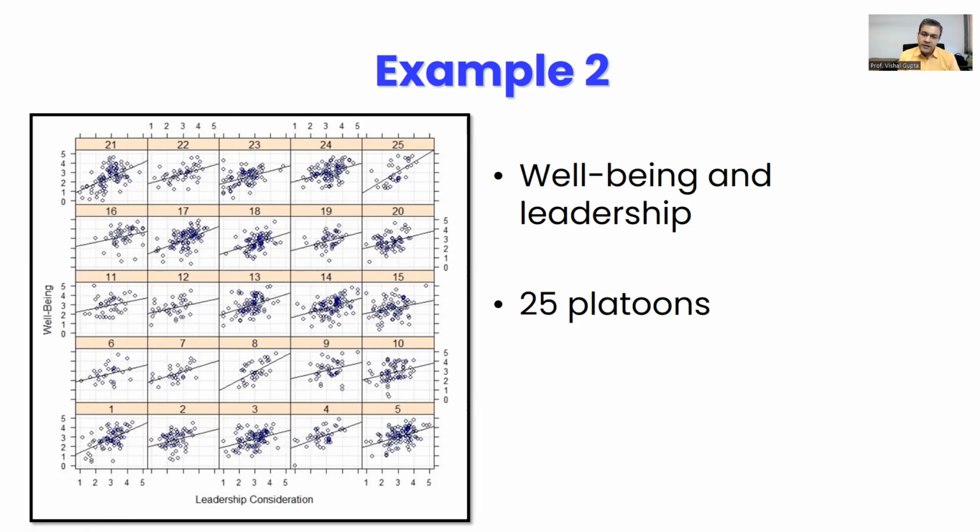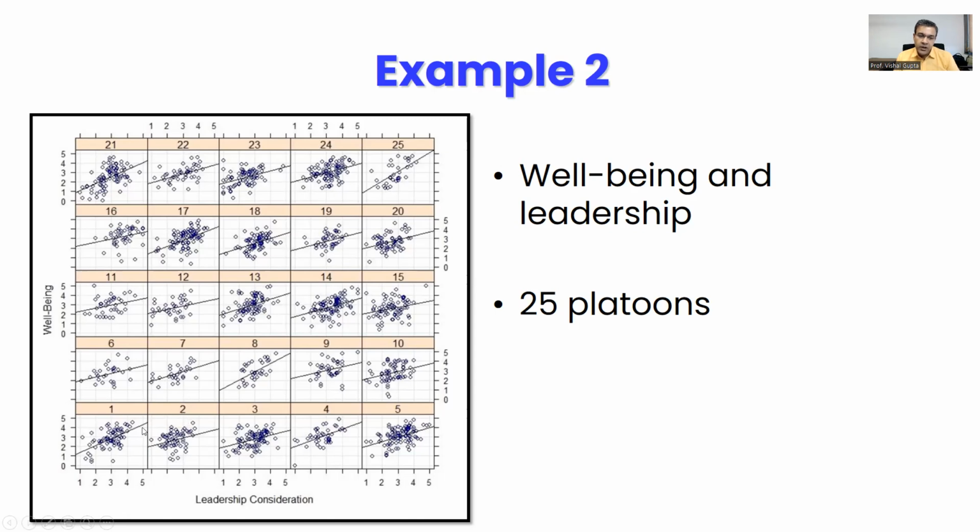If you see this plot, what are we seeing? Again, you can see that there is a difference in slope and there is a difference in intercept. Compare platoon number 21 with platoon number 25. You see the intercepts are different or about same, but the slopes are quite different. Let's compare platoon number 25 with platoon number 2. You see the line is less steep. Here for platoon number 25, the line is steep. Look at the intercept is small. Look at this intercept is high.